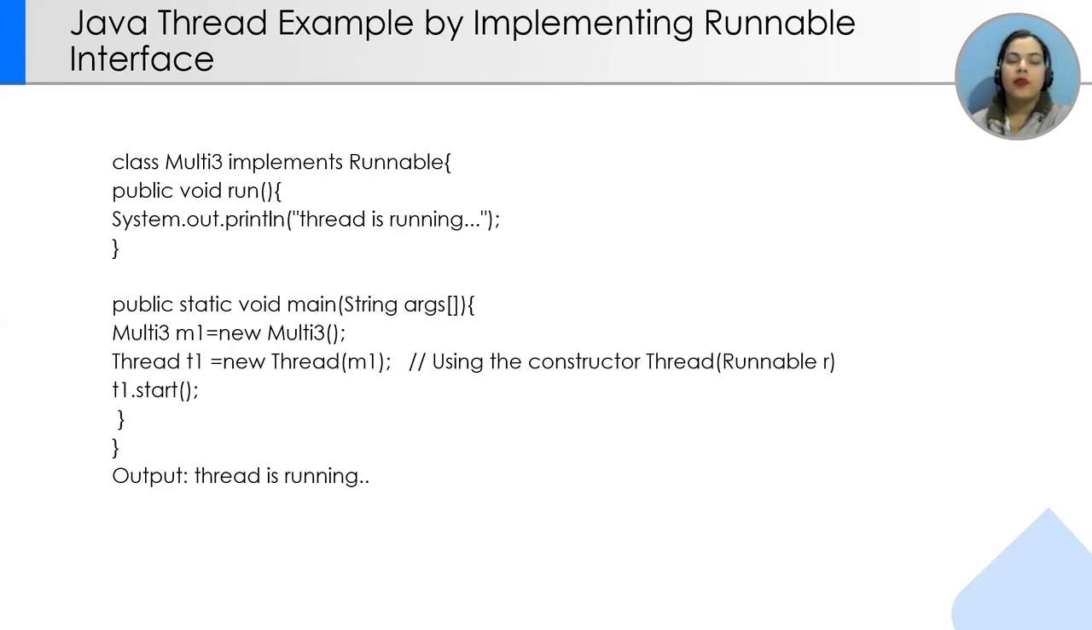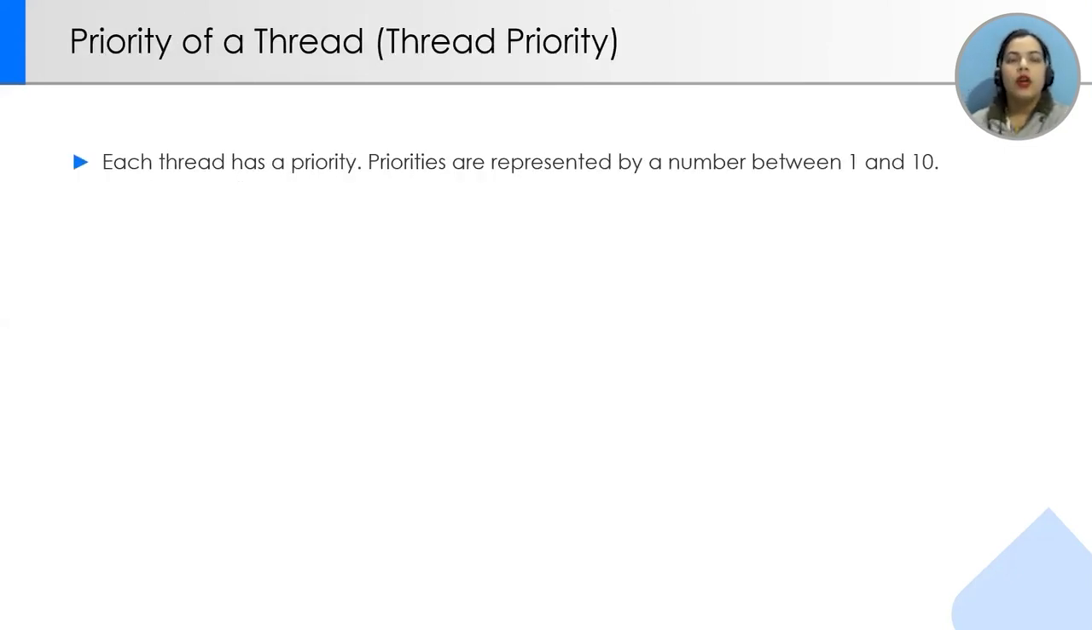The output that we will get is "thread is running". So both are giving the same output. We just need to identify which way we want to use to create a thread. Now, there is a very important point related to threads, that is the priority of the thread.